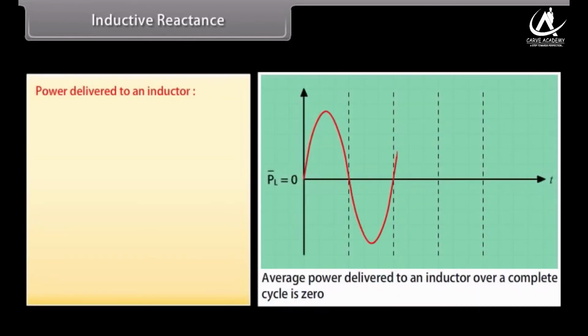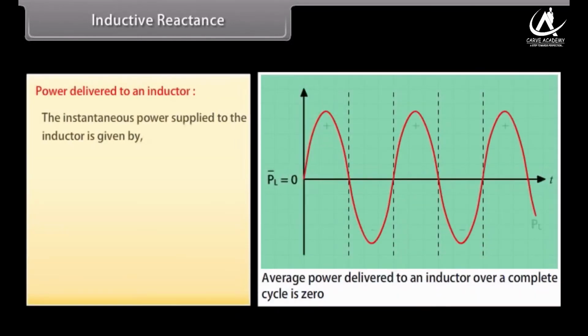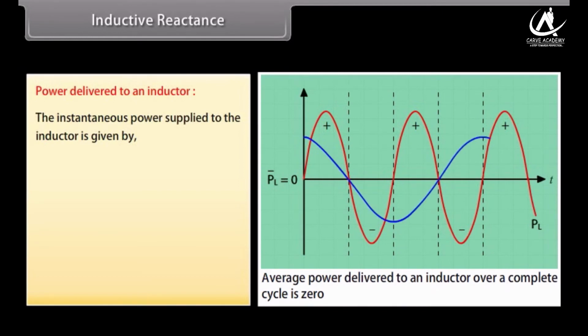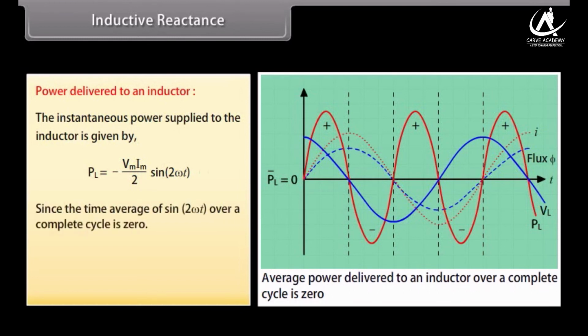Power delivered to an inductor. The instantaneous power supplied to the inductor is given by negative Vm Im by 2 multiplied by sin 2 omega t. Since the time average of sin 2 omega t over a complete cycle is 0, therefore, inductor power is equal to 0.